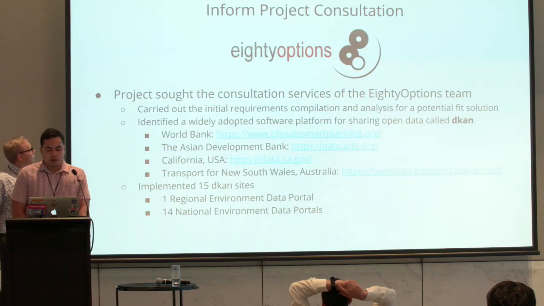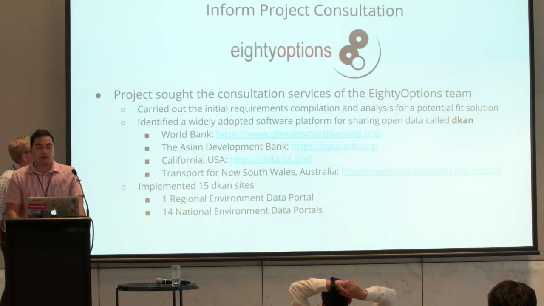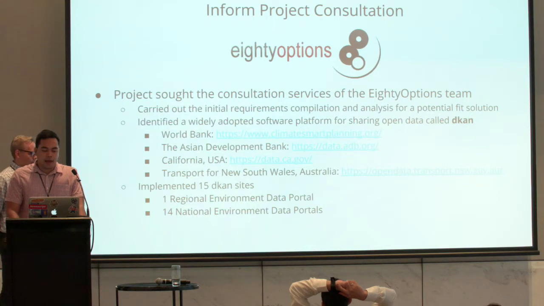Yeah. So at the outset of the project, we sought the consultation services of a company here in Australia, in Hobart, the 80 Options team, and they carried out the initial requirements compilation and analysis. They went out and talked to all the stakeholders on our behalf, and they identified a widely adopted software platform for sharing open data called DKAN. DKAN is the Drupal version of CKAN, which is the open data publishing, sharing, and visualization tool that's being used widely around the world. Australia has some, the ADB and also the World Bank. The US has some. And they implemented the regional environment data portal.